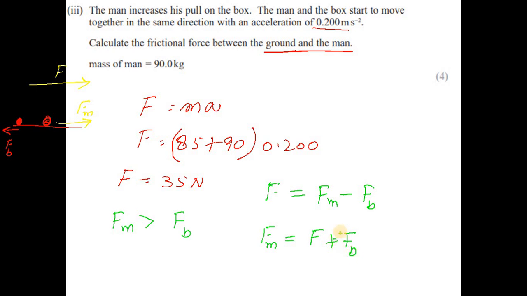So remember, this FB we have already found in the previous part, which is 306, and this F is the resultant, which is 35. So if you add these two, finally you can say that friction on the man FM is equal to 341 newton.